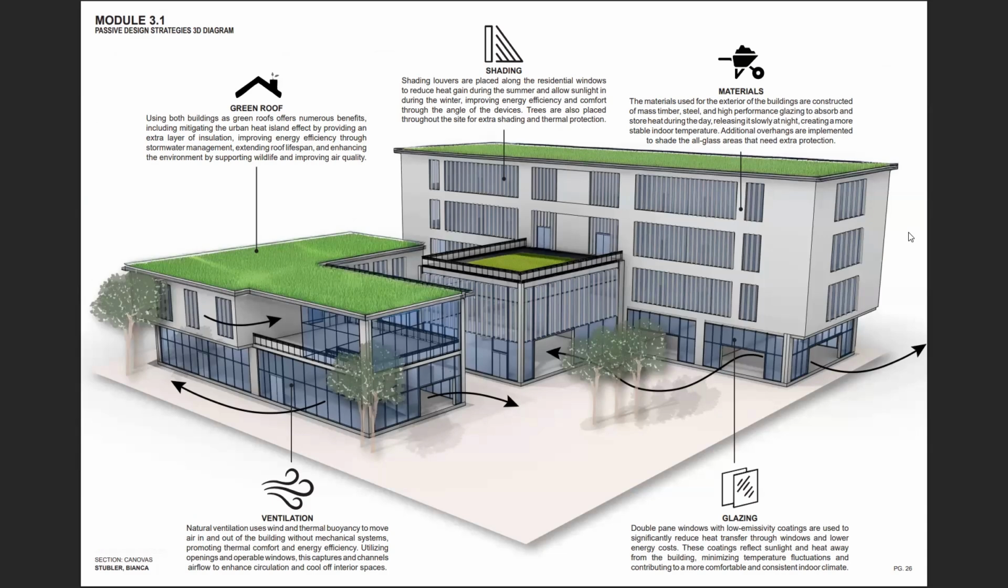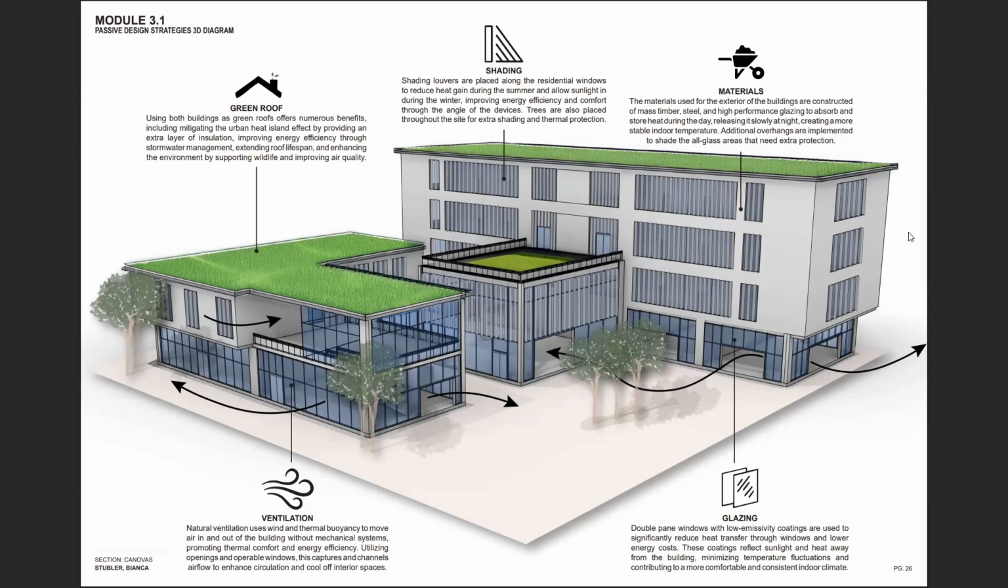The shading louvers are placed on the residential windows, on the west and south side where we get the most sun or unwanted sun that heats up the building. And then on the north and east side are operable windows that let the ventilation go through. And like I talked about before, the materials used are mass timber, steel, concrete, sustainable to put the building together.